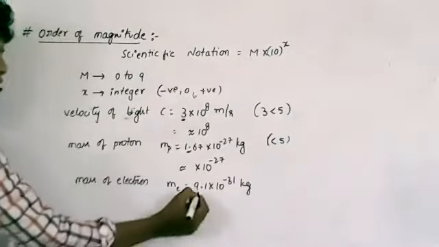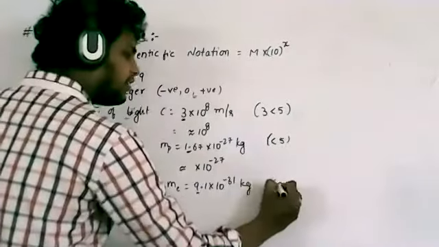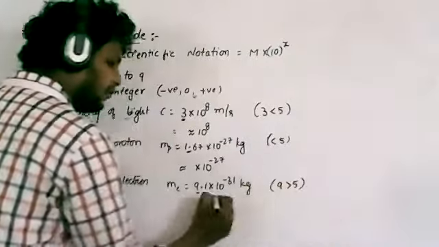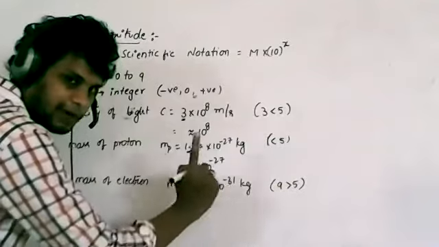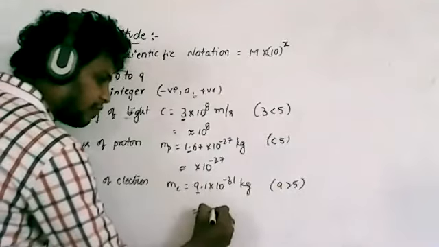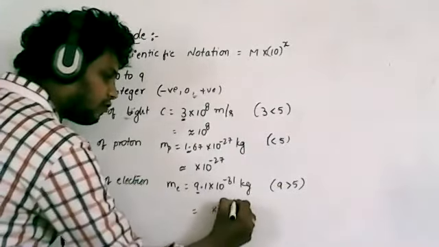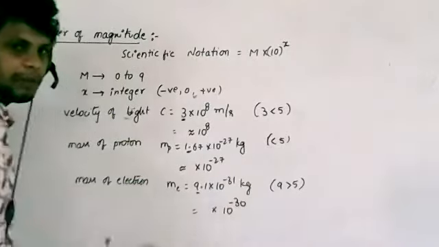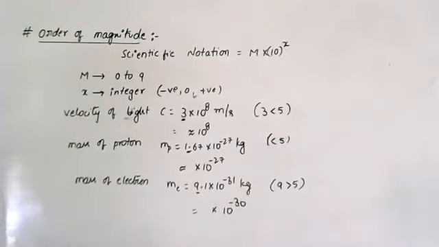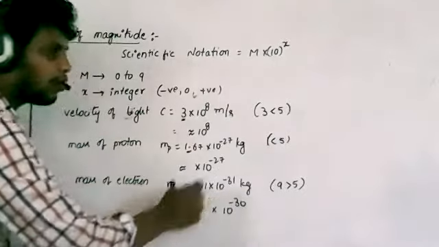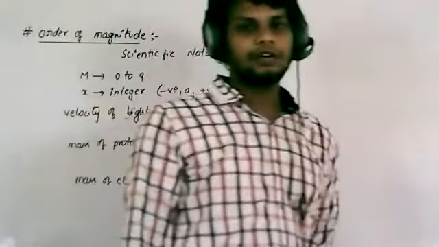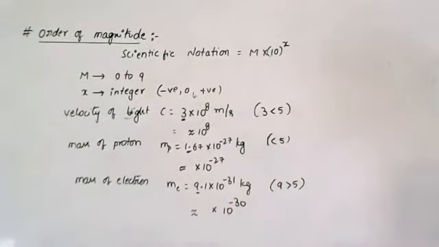Now remember, if you take this, 9 is always greater than 5. If 9 is greater than 5, then you have to adjust the power by 1. How to adjust the power by 1? Into 10 to the power of minus 30. So reduce the power by 1. I hope you understood. So you have to express this in the 10 to the power of 30 notation.